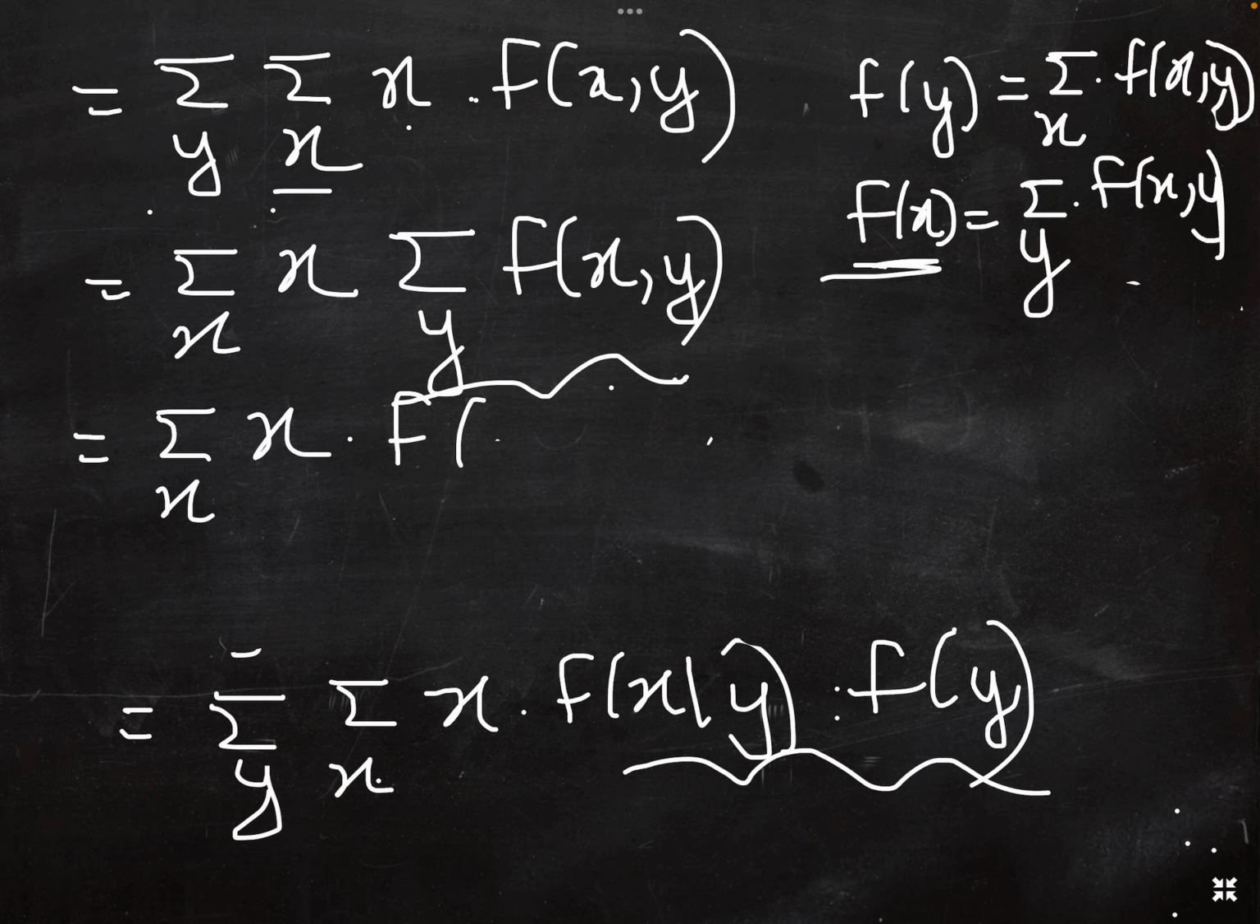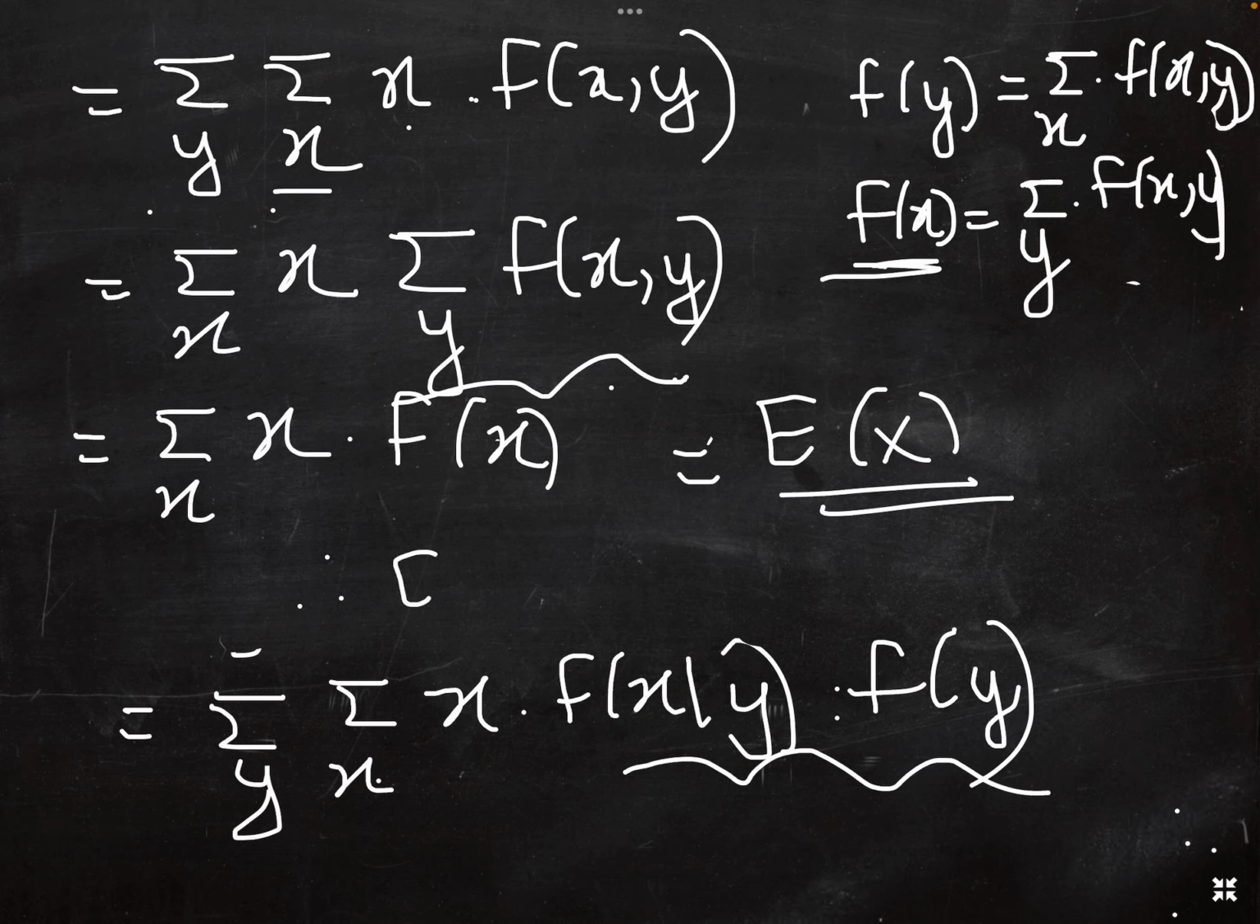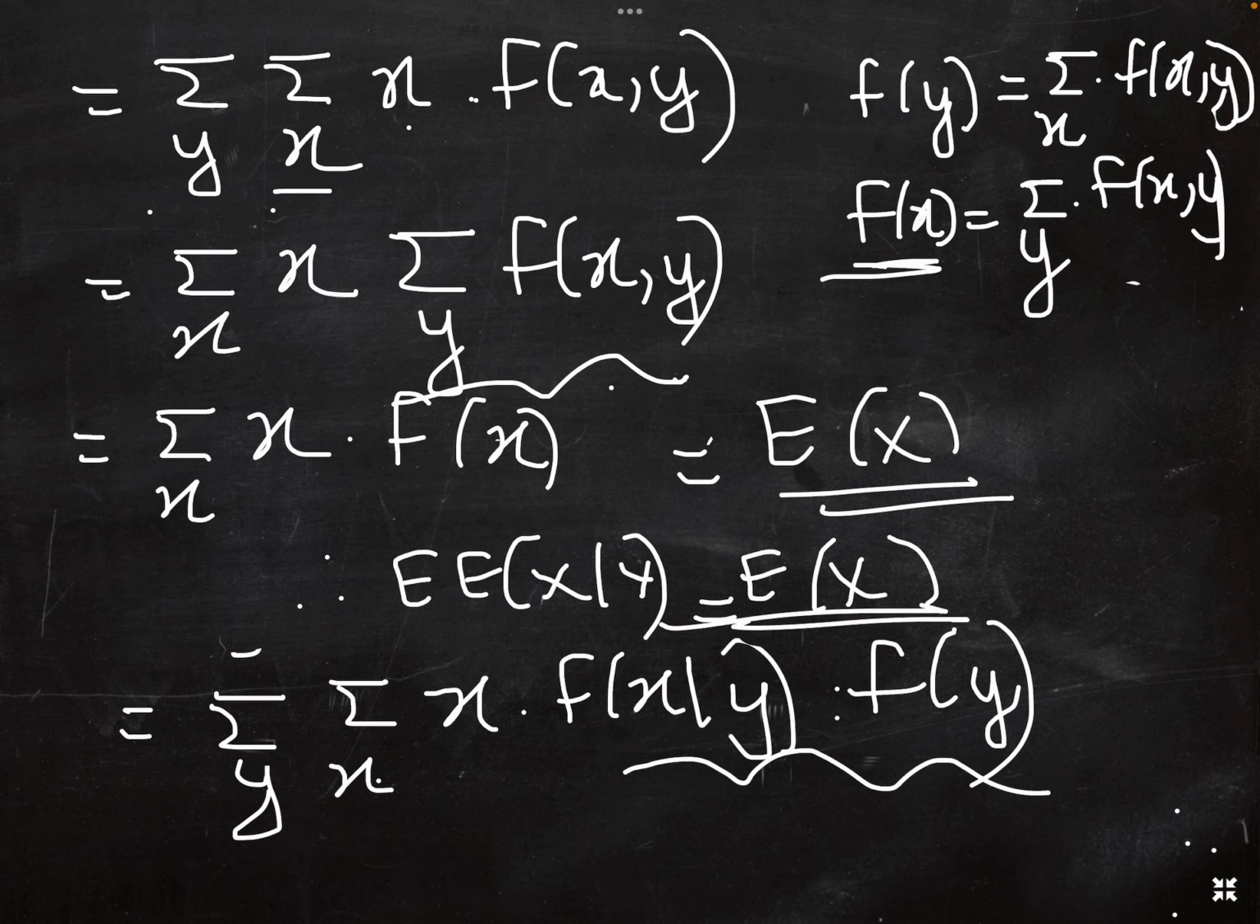Summation y of f of x comma y can be written as f of x. So that is equal to summation x into f of x, which is expectation of x. Therefore, expectation of x given y is equal to expectation of x.